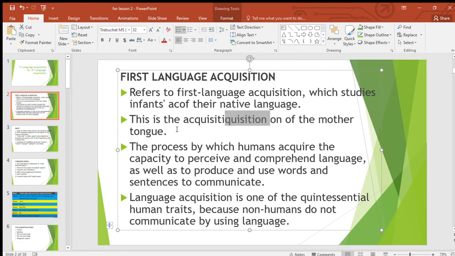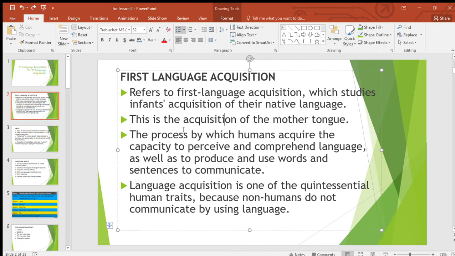This is the acquisition of the mother tongue, the process by which humans acquire the capacity to perceive and comprehend language, as well as to produce and use words and sentences to communicate. Language acquisition is one of the quintessential human traits because non-humans do not communicate by using language. So, going back to our previous lesson, making sounds and making noise is different from using language. Simple sounds may contain messages, but they are still not considered language. And the only animals that can use language are we humans.